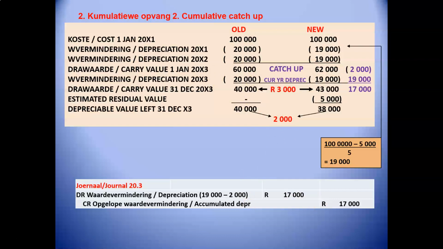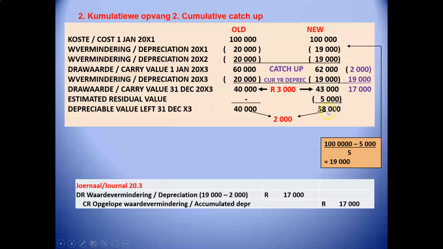Now we also have to determine what is the impact on future profits. Based on the old method, we would have written off 40,000 Rand because there's no estimated residual value: in 24 and 25, 20,000 and 20,000. Based on the new method, we're not going to write off 43,000 Rand of depreciation in the future, because we're only going to depreciate the asset up to its estimated residual value of 5,000 Rand.